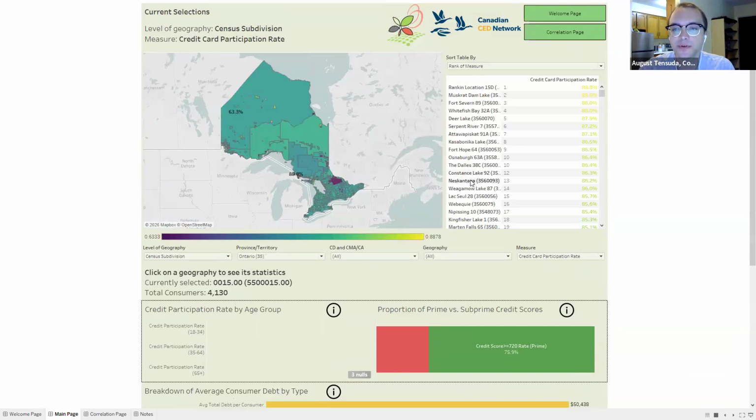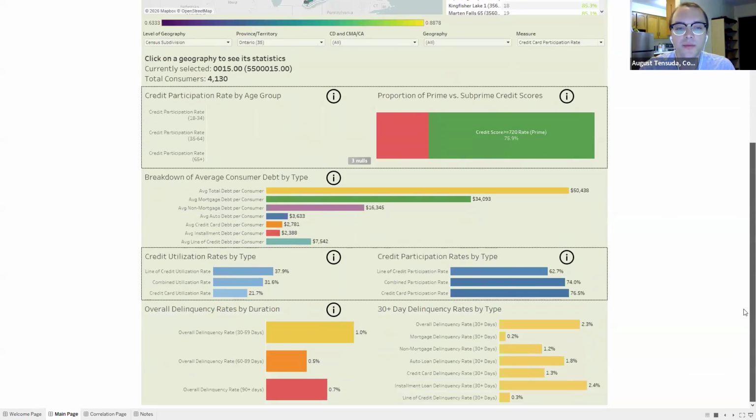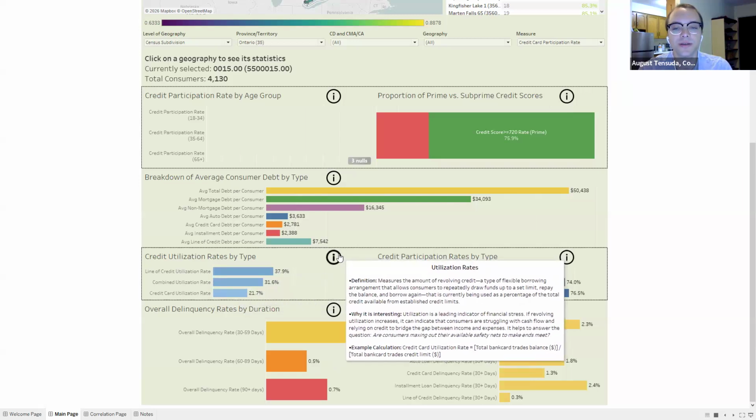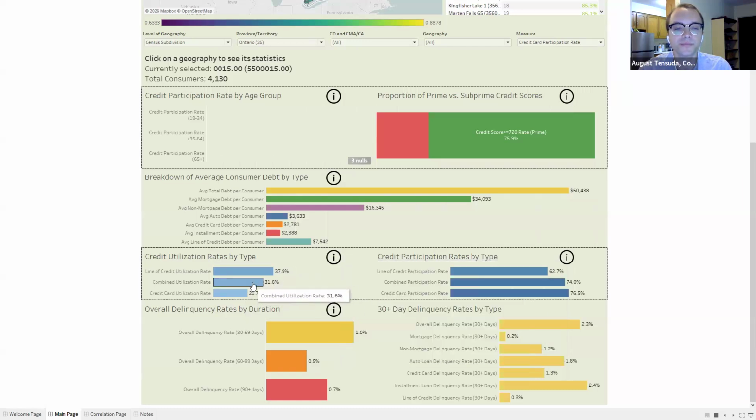It's Ontario, credit participation rate. I forgot to mention the combined utilization rate. That's just the combined of line of credit and credit card. So as you'd expect, it'll always be around the middle. It's not the simple average of those two numbers, because it actually goes into the calculation, right? So it's a weighted average of these two numbers.